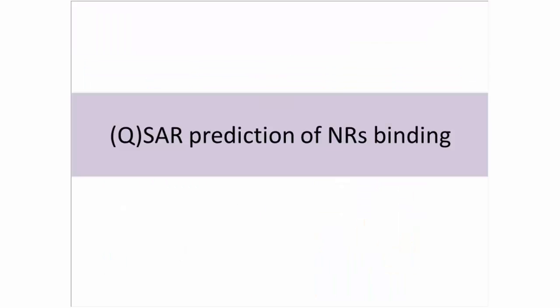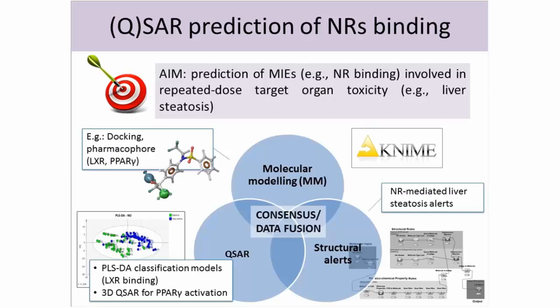Moving now to the workflow developed to support the prediction of nuclear receptor binding. We have seen this slide this morning with Elena. So as we have said this morning, what we did was to develop tools to provide predictions for nuclear receptor binding, since this has been identified as an important initiating event in the development of liver steatosis. We developed different in silico tools by employing different modeling approaches.